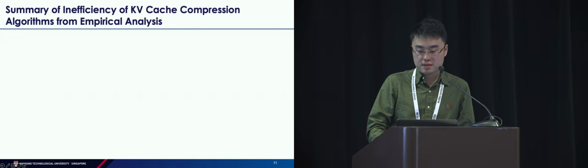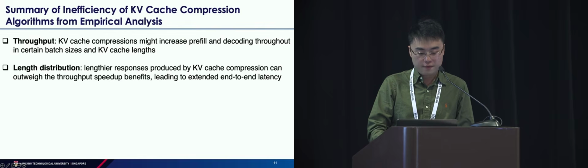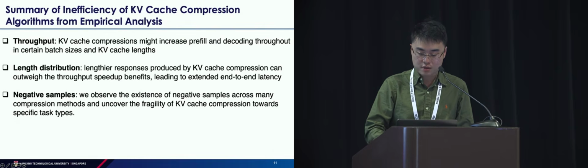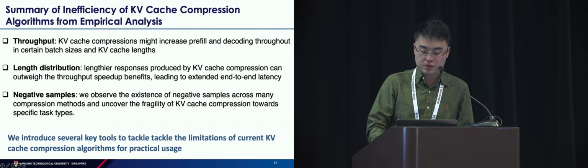We summarize several limitations. I'll be brief due to the time limit. They fall in 3 aspects: throughput, length distribution, and negative samples. We will introduce several simple tools to tackle these limitations.